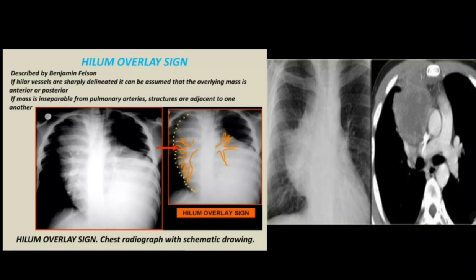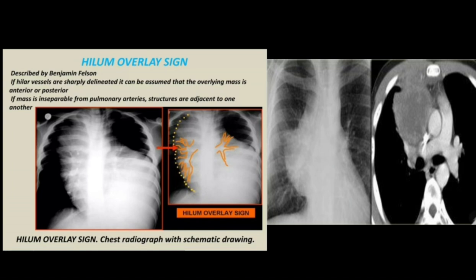So once we understand that it's a mediastinal mass, we have to now see if it's an anterior mediastinal, middle mediastinal or posterior mediastinal mass. So a few signs help us identify. One is the hilum overlay sign. It is described by Benjamin Felson. That is, if the hilar vessels are sharply delineated, it can be assumed that the overlying mass is anterior or posterior. That is, if there is a middle mediastinal mass, it will lie close to the hilar vessels and the vessels won't be seen clearly. But in case of anterior or posterior masses, they can be seen clearly. That is the hilum overlay sign.